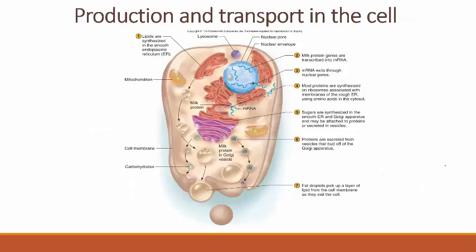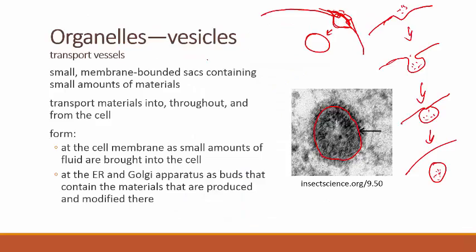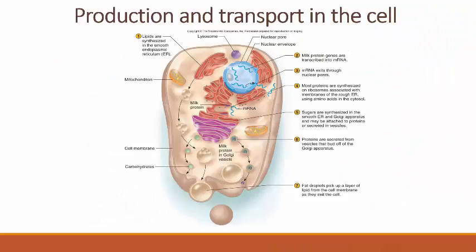So now let's try to put all this together to see how things are produced and transported in the cell. So, and this is, oh gosh, I went the wrong way. There we are. Here's my example of a milk-producing cell, a mammary gland cell. So here at the smooth endoplasmic reticulum, lipids are produced. And so we get vesicles filled with lipid being produced by the smooth endoplasmic reticulum.